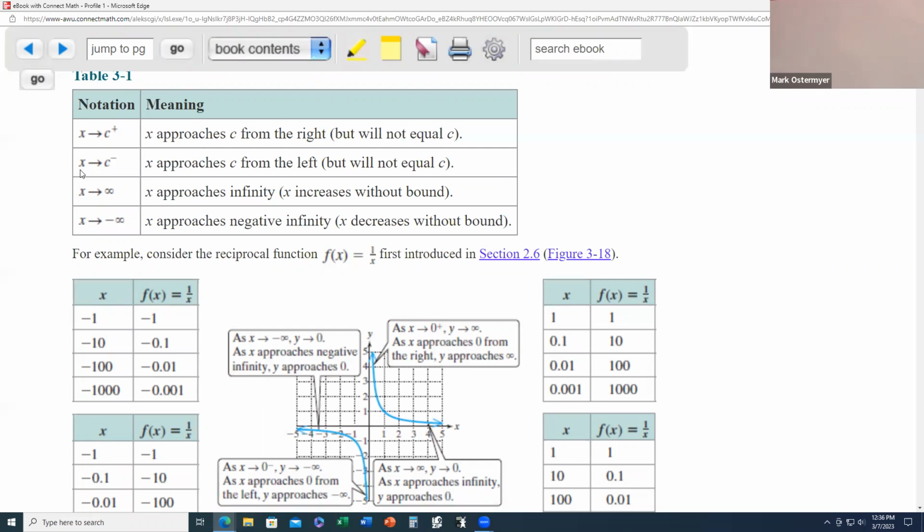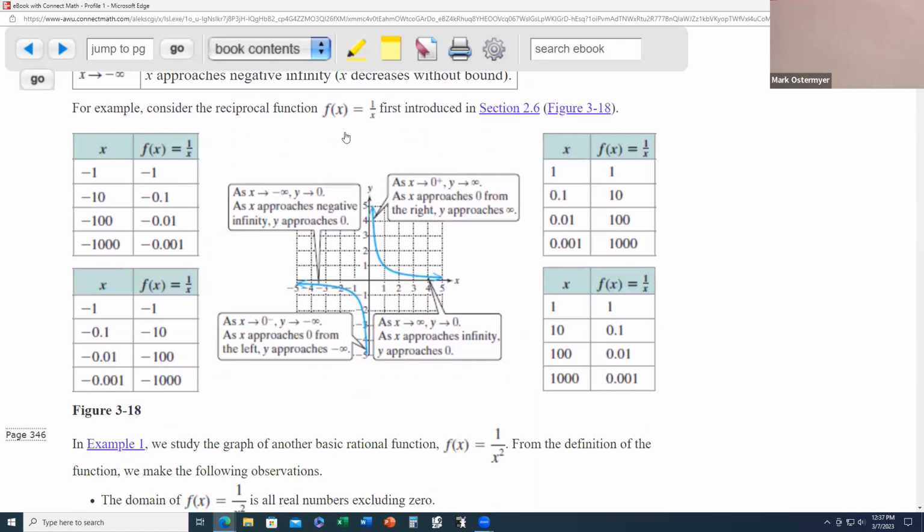This notation is indicating if we're on the x-axis and moving towards some real number from the left of that real number. So we're approaching the real number from the left on the x-axis. That's what that little negative sign indicates here. Next notation is x approaches positive infinity. It means we go far to the right on the x-axis, or x approaches negative infinity, which means we venture far to the left on the x-axis.